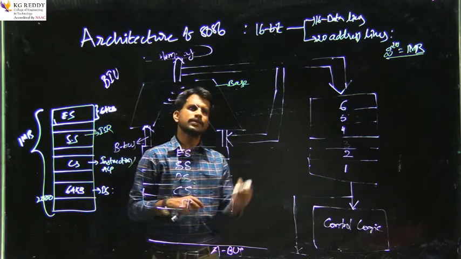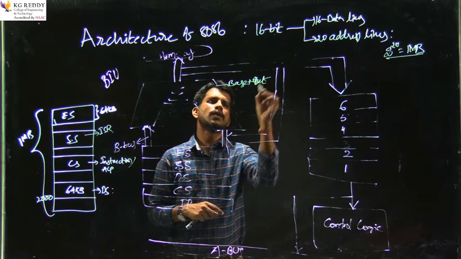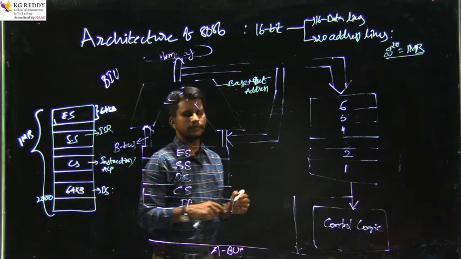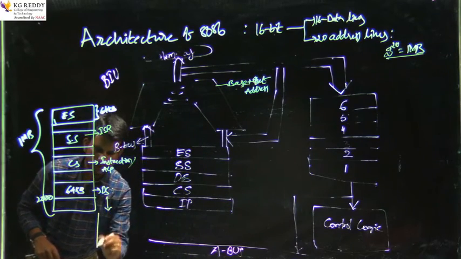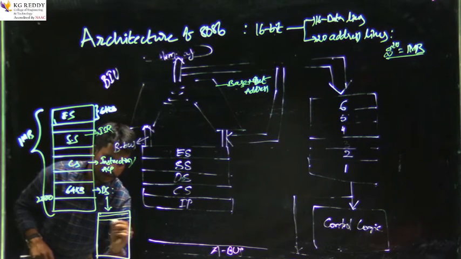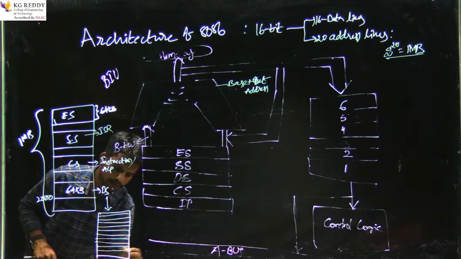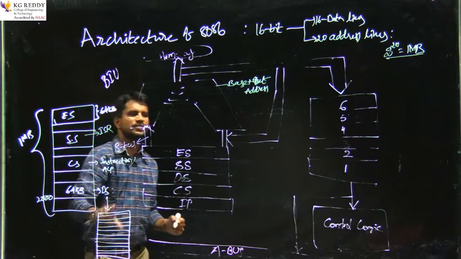Then base address plus offset address. What is the offset address? If the data segment is 64 KB, and I divide this DS into the 64K locations, each and every location has its own address. So all the 64K locations within the data segment are called offset addresses.